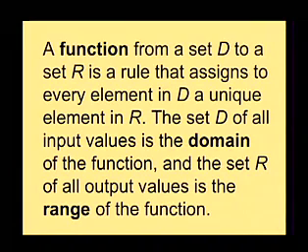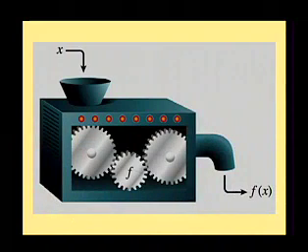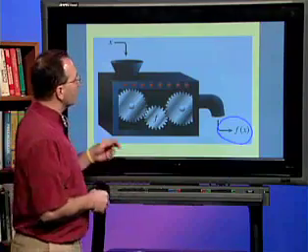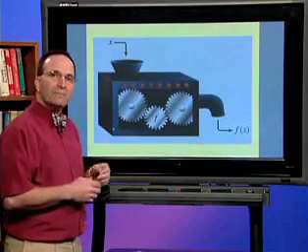Let's look at this with a picture of the idea of what's happening. There is a function, it's a machine of some kind in which we put an x value and it goes through the machine, has some manipulations done to it, and the outcome is referred to as f of x. Well, in terms of the domain and range, what does that mean?